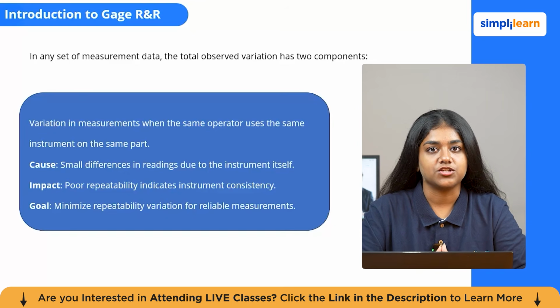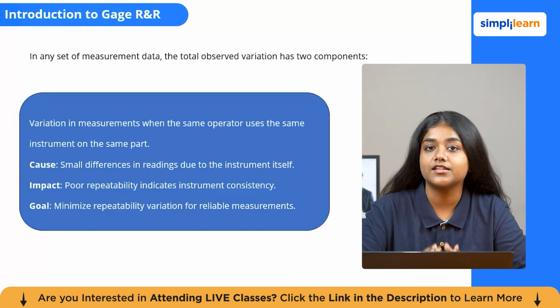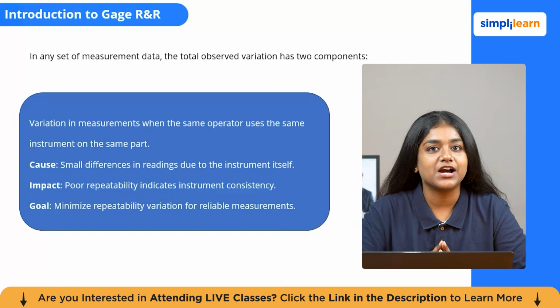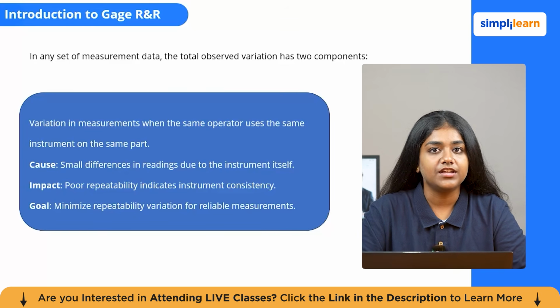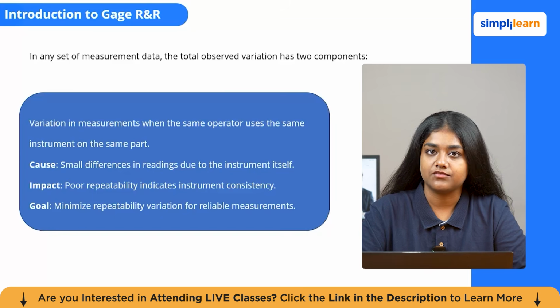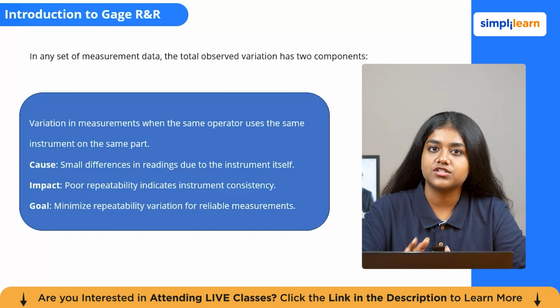Repeatability is the variation in measurements when the same operator measures the same part using the same instrument under the same conditions. It shows how consistent the instrument is when everything else is kept as constant as possible. So what's the cause? Repeatability variation usually comes from the instrument itself. Even when the same person measures the same part repeatedly, small differences can occur due to gauge resolution, internal wear, friction, looseness, poor contact, or limitations in the measuring device.